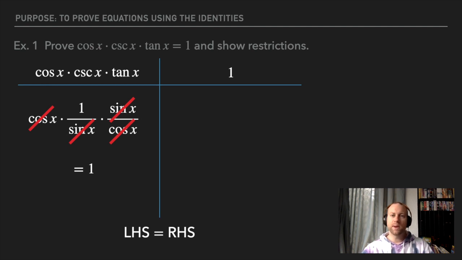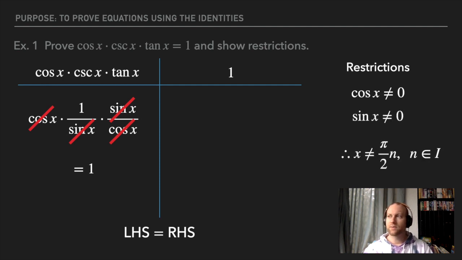So again, remember with restrictions, anything in the denominator cannot equal 0. So in this case, restrictions, cosine x cannot equal 0, sine x cannot equal 0. If you remember from 6.1, this is our restriction. Again, you can do these separately if you wanted. You could figure out cosine x by itself, figure out sine x by itself if you wanted to, or the easy way, just combine them both together.